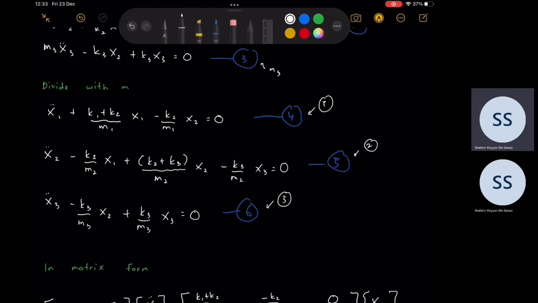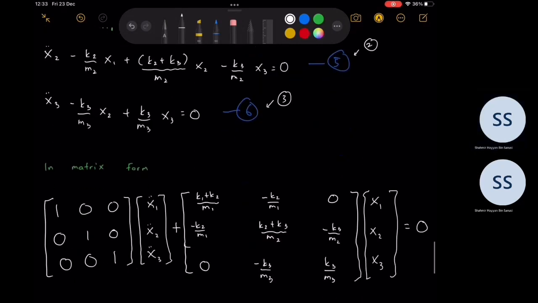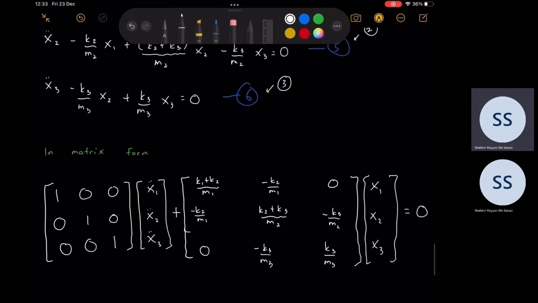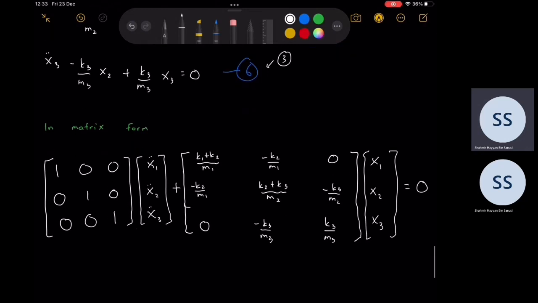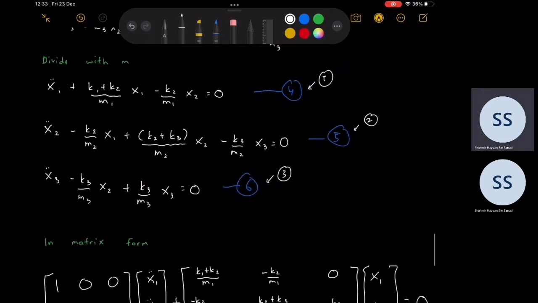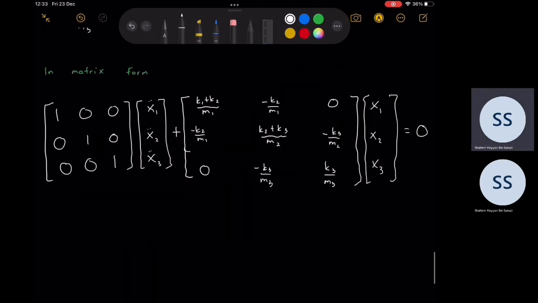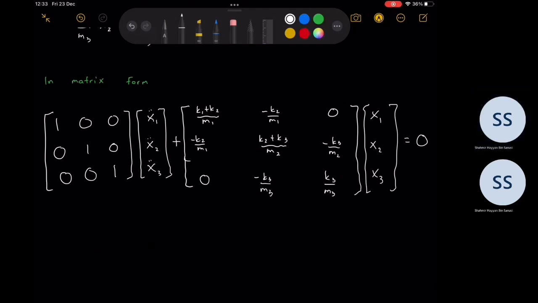If you remember, the next step is that we write it in matrix form. It's a 3 by 3 matrix; for 2-degree of freedom, you get a 2 by 2 matrix. This is how we convert from this set of equations into matrix form. What we do next is put in all the values into matrix A.